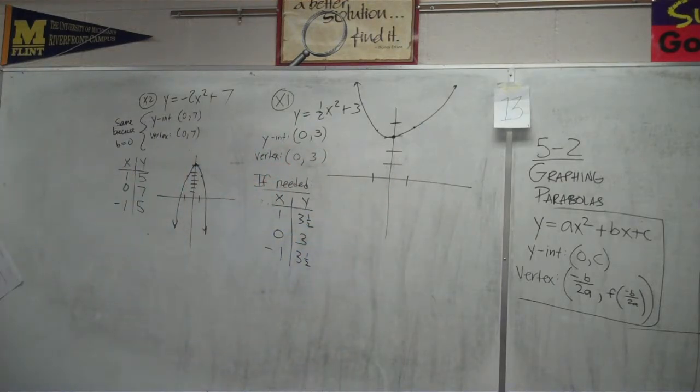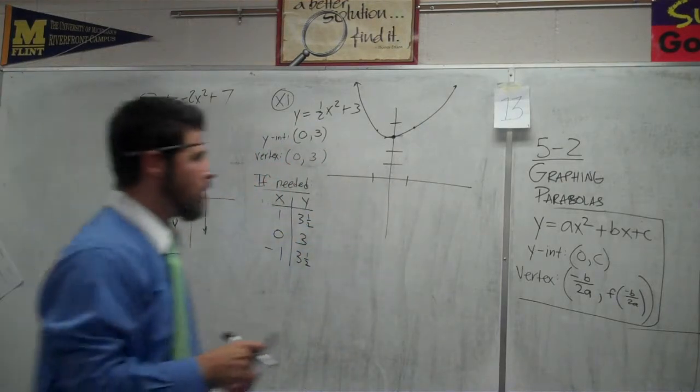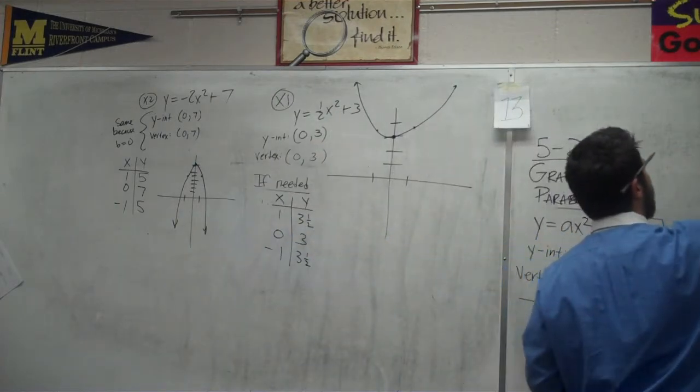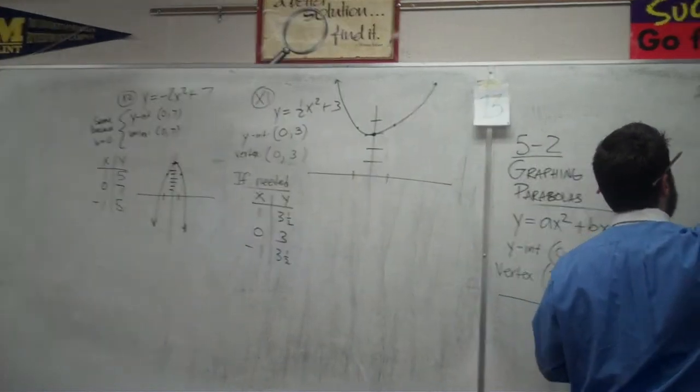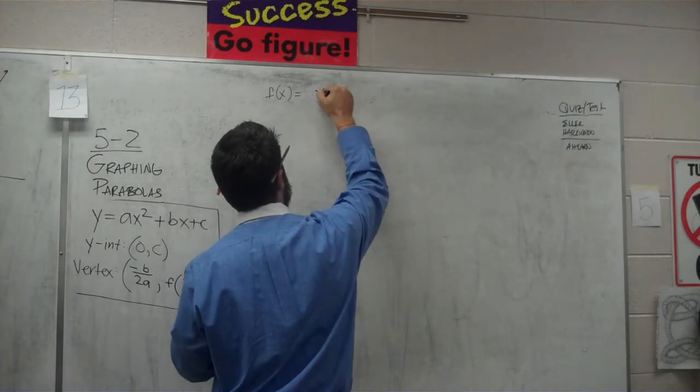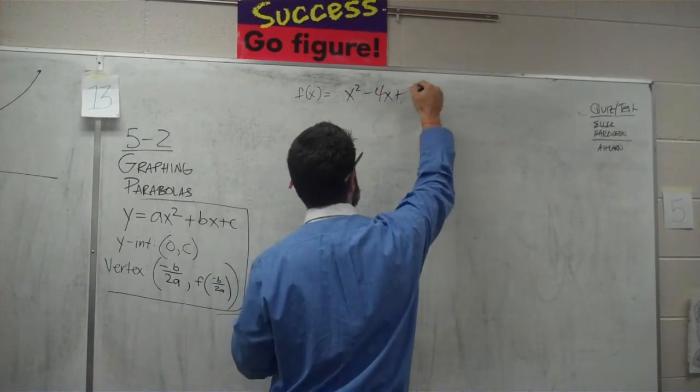Now let me give you 1 or 2 that have a b value. And I want to graph them. I want to look at them. I want to try to find the vertex. Let's do x squared minus 4x plus 3.